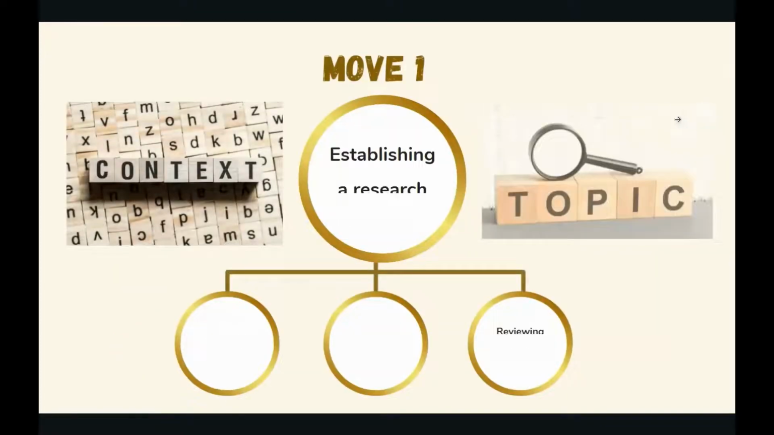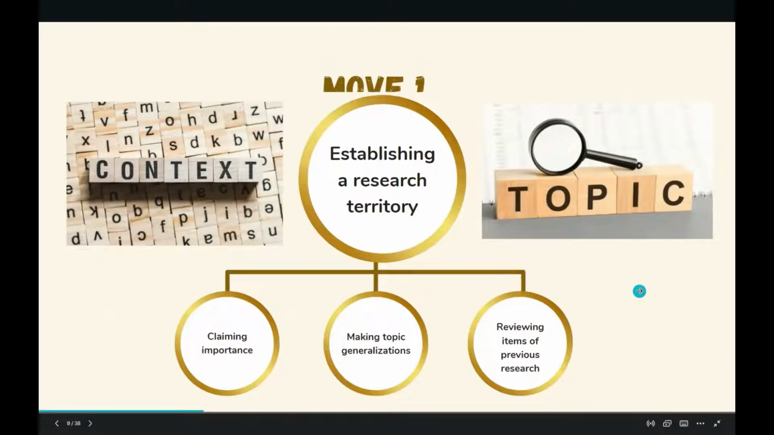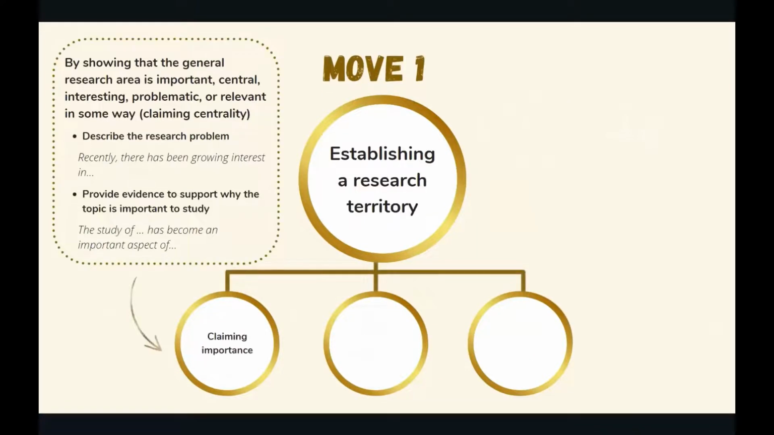So talking about move one, that's establishing a research territory. So what we typically do is simply establish the context of our research by providing necessary information, or background, on our topic. Simple as that. Okay. And to accomplish move one, you have to do the following steps here. So claim importance, make topic generalization, and review items of previous research. So let's try to get to know each step.